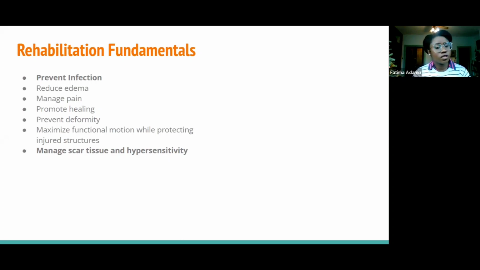Managing scar tissue and hypersensitivity. Scar management is something that's often overlooked, but as I hope I've illustrated, managing the scar is an important part of recovery and joint mobility.